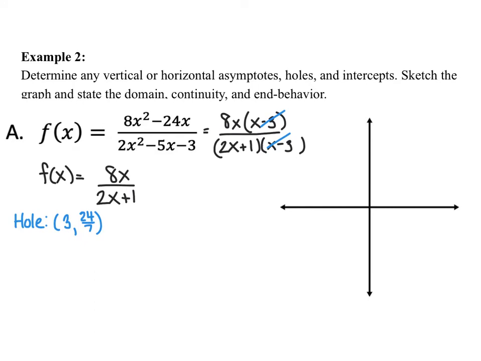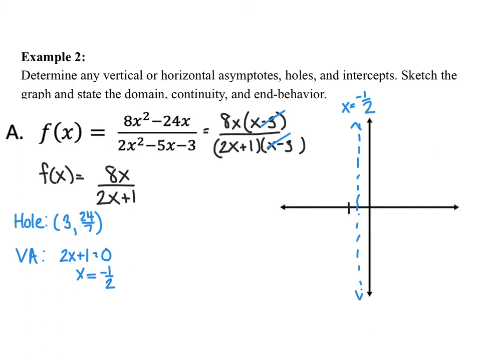Okay, how about any vertical asymptotes? Well, that comes from the denominator of my simplified version. So 2x plus 1 equals 0 would break my domain. So subtract 1 and divide by 2 would be x equals negative 1/2 for my vertical asymptote. So I'm going to go over to my sketch, and I'm going to draw in a vertical asymptote at x equals negative 1/2.